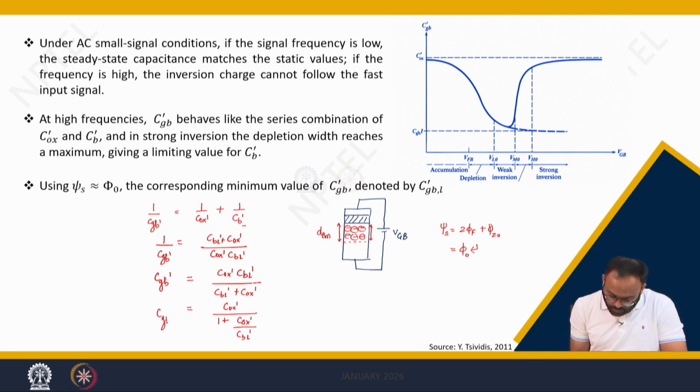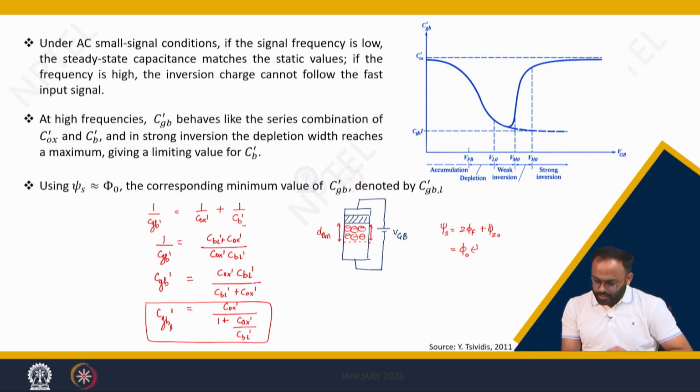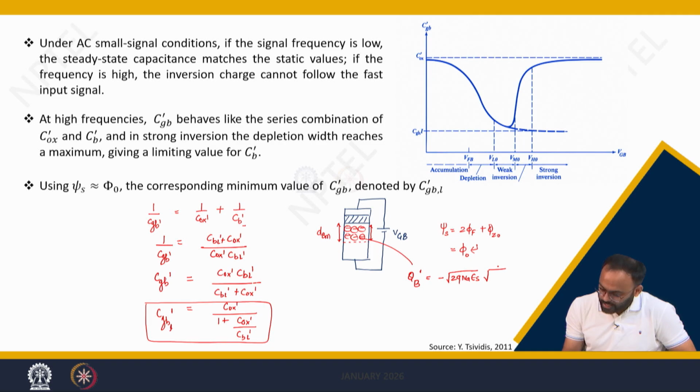Now, can we calculate the CBL dash from this understanding of maximum depletion thickness? We know that the charge in this condition can be given by QB dash, which is nothing but minus of 2 into Q into Na into epsilon s into root psi s. Here we need to replace this psi s by phi naught, which is nothing but 2 phi f plus phi z0 when you are talking that you are in strong inversion.